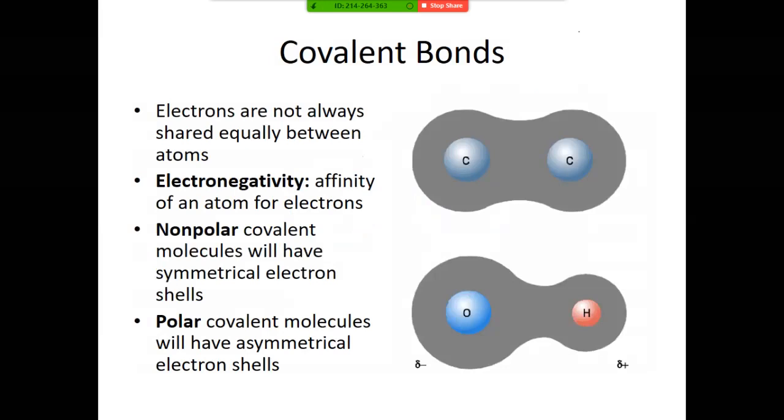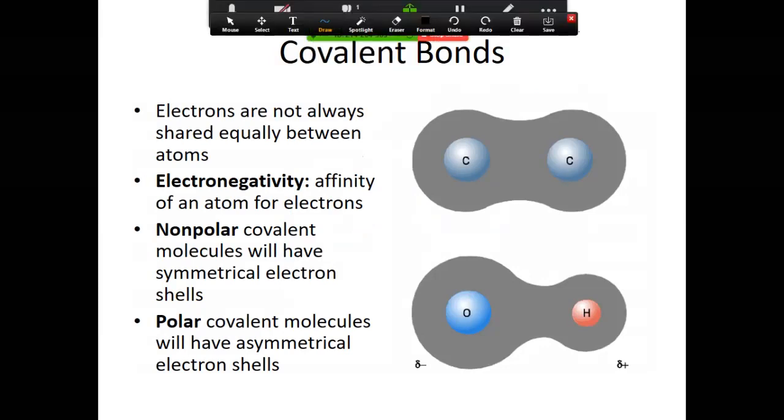Okay, we need to spend a little more time talking about covalent bonds. I know that some of you have children. So what if I asked you a question? If you gave your children a bunch of toys to share together, could you guarantee that they would share those toys equally between them? And I'm guessing the answer is probably no. So atoms behave actually much in the same way. Atoms do not always share electrons equally.